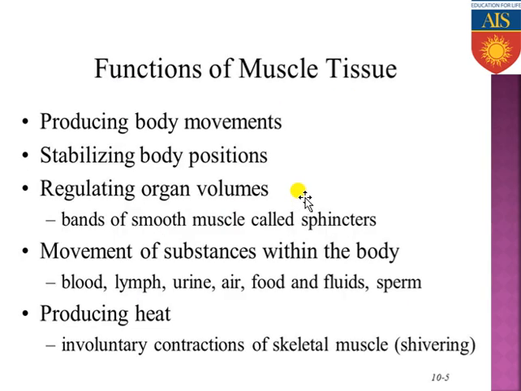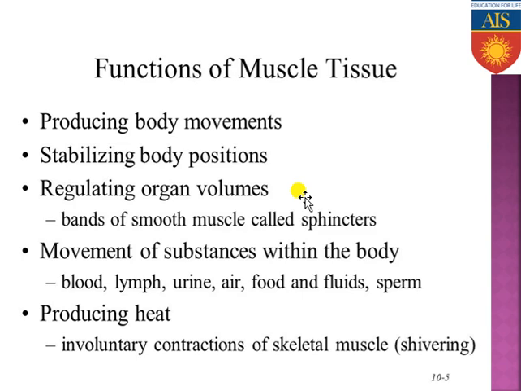Now the point is the functions of the muscle tissue. What functions are performed by the muscle tissue? Exclusively, the muscles are responsible for producing body movement, because they support our skeletal system. So when we are moving or locomoting from one place to another, or moving our body parts, those activities are controlled by the muscle tissue. It is also stabilizing the body position. Each and every organ, each and every structure is present in its proper position, and that also happens due to the muscle tissue.